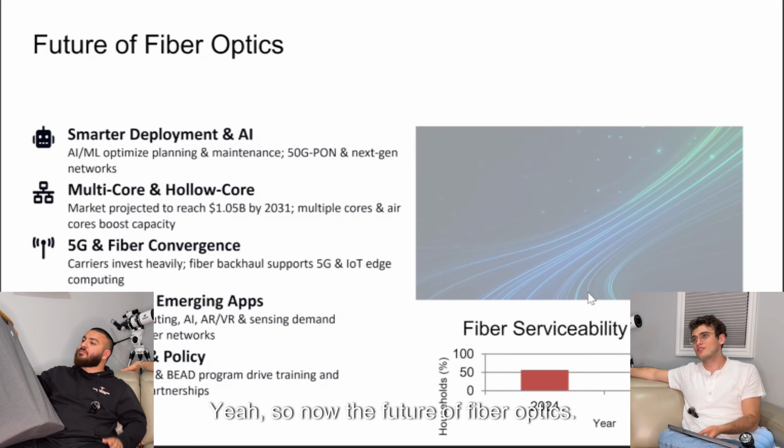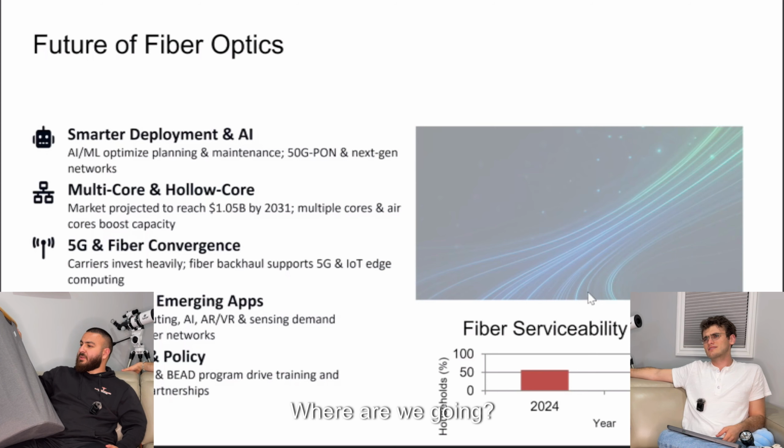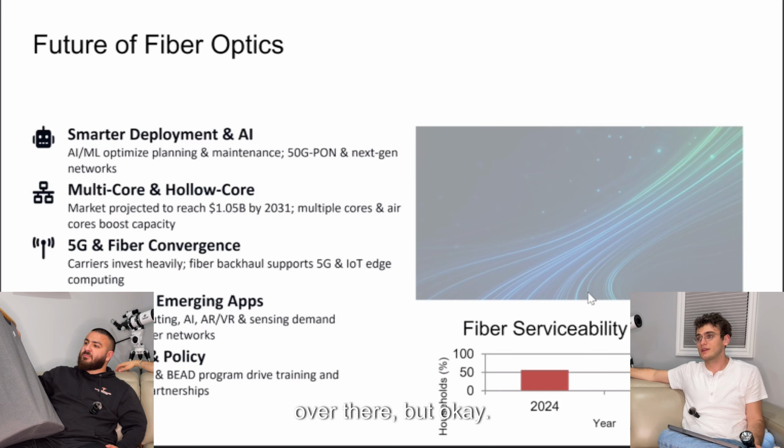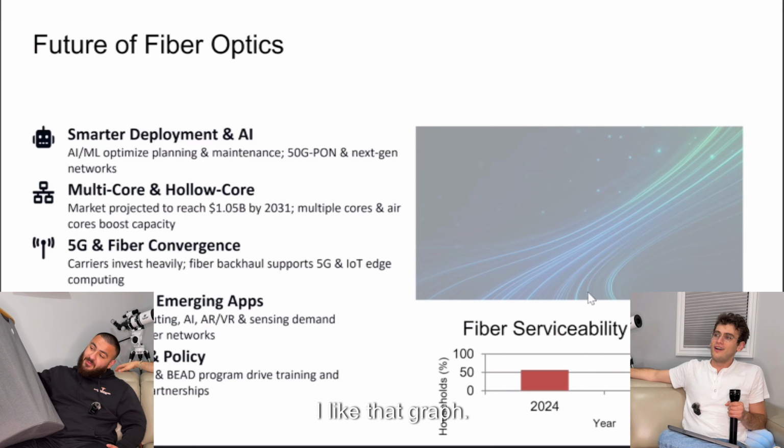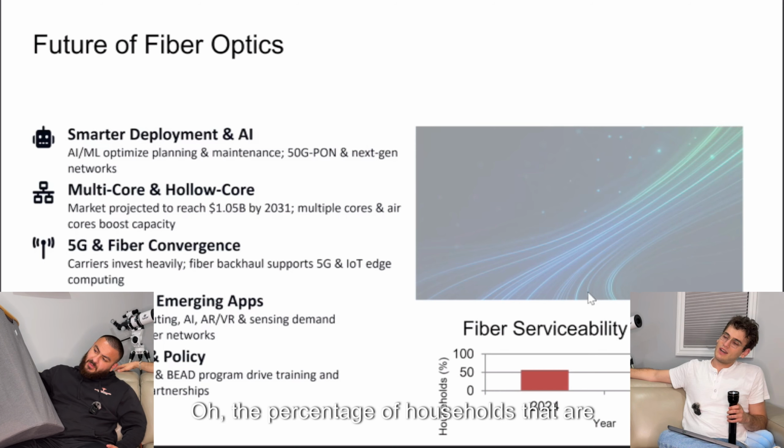Yeah. So now the future of fiber optics. Let's see what ChatGPT thinks. Where are we going with this? You know, smart deployment in AI. I agree. I don't know what's going on in the bottom over there, but okay. I like that graph. Makes perfectly no sense. Actually, no. It's saying 2024. Oh, the percentage of households. Yeah, it's like serviceable.